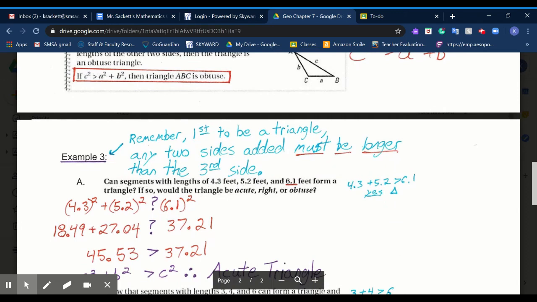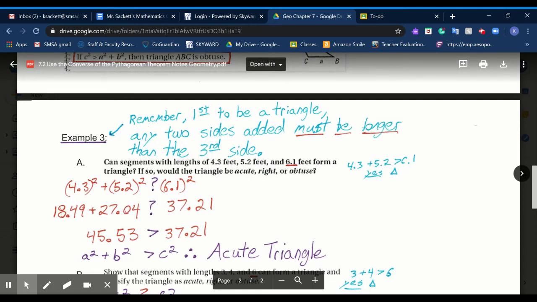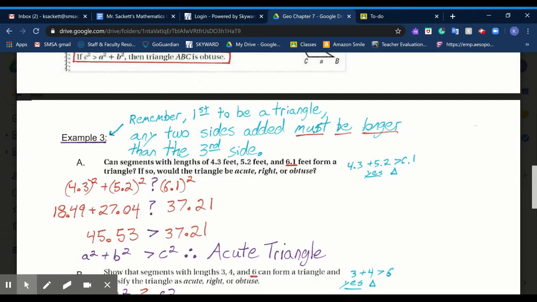So in example three, we're going to be looking at first, can these segments create a triangle? And then if it is a triangle, would it be acute, right, or obtuse? So what we want to keep in mind is that in order to be a triangle, any two sides added together must be longer than the third side. So the way you want to check that is the two smallest sides added together must be longer than the third side. And if it works in that relationship, it would work in the others. So in this case, 4.3 plus 5.2 is greater than 6.1. So yes, we can have a triangle.